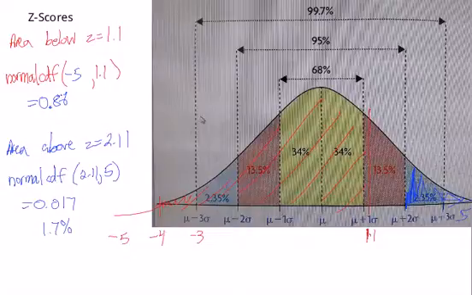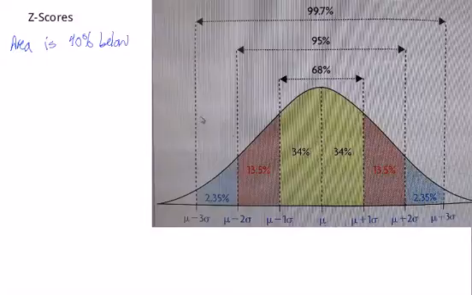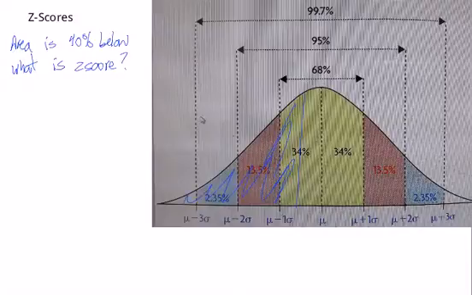Okay, the next thing we'll do is the reverse. So this time now, if I say the area is 40% below, what is the z-score? So we're just doing the reverse. So this time I'm giving you the area, and now I'm looking for the z-score. So we know the bottom portion is 40%, so we know it's going to be somewhere in there. So our z-score should be something like negative 0.5 or somewhere in that range.